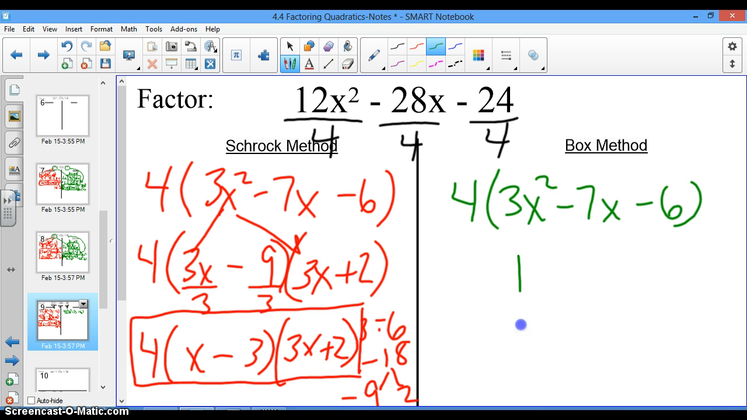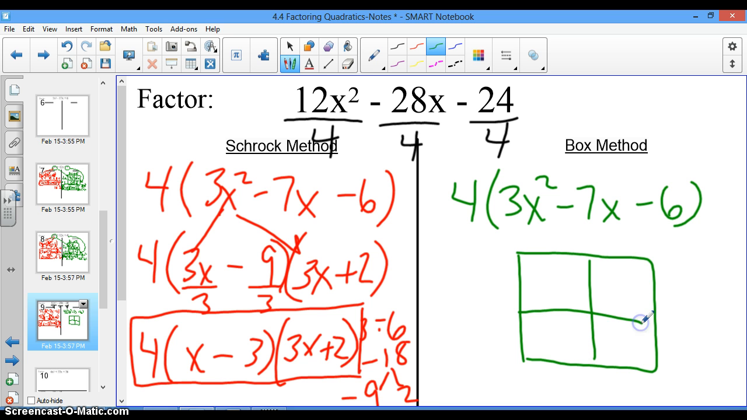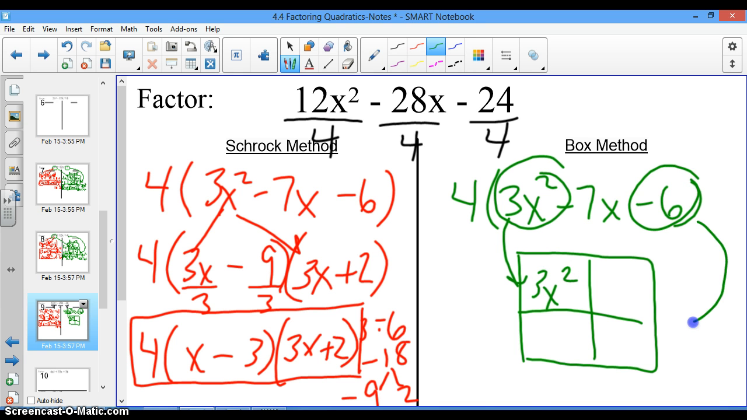Box method, I draw my box with 4 squares. 3x squared goes at the beginning, or at the top left. Negative 6 goes in the bottom right. Multiply them together, negative 18x squared. Two numbers that multiply to negative 18 but add to negative 7 are negative 9x and 2x.